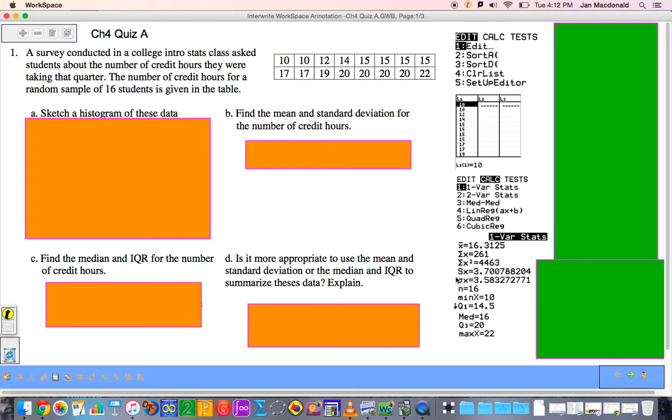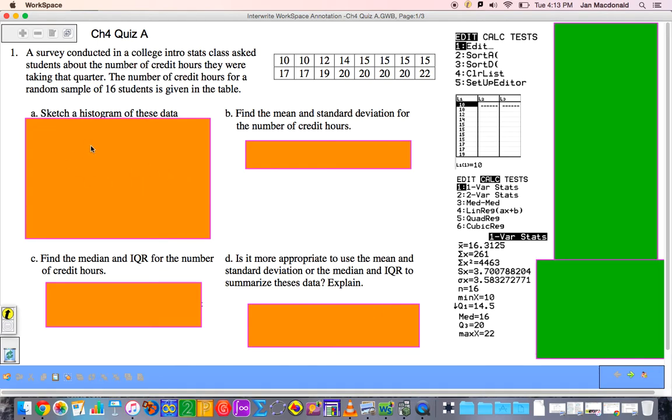Okay, there were 16 data in our sample. The minimum data value was 10. Quartile 1 is 14.5. Our median was 16. Quartile 3 was 20. And our maximum data value is 22. Okay, so let's use this information to answer some of these questions.